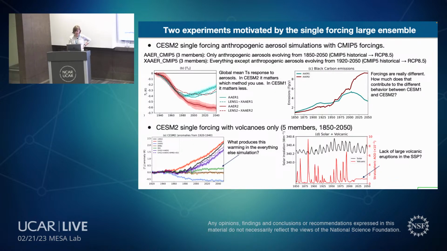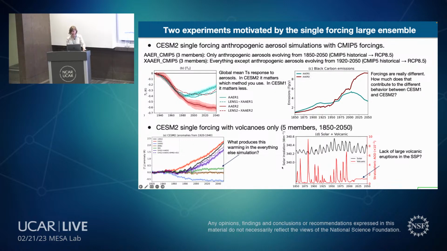Another one is motivated by, again, some of the results with the single forcing large ensemble. So if you look at the green line here, this is the everything else ensemble. And in the early 21st century and the late 20th century, you can see that it's warmer compared to 1920 to 1940. So we're kind of interested in what is producing that warming.